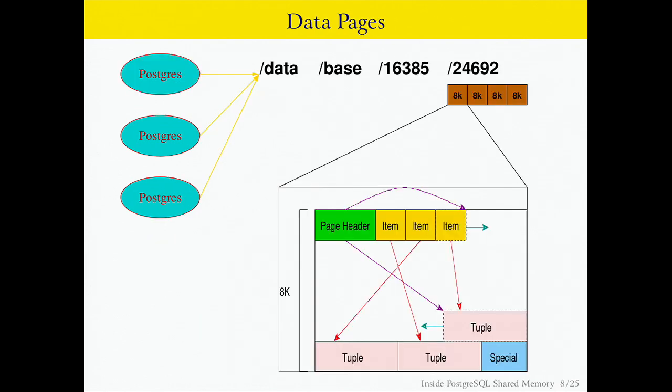Inside that 8K page, you've seen this before. This is the layout of the first 8K page, which is identical for all other 8K pages. We have item pointers, we have rows, and the item pointers point to the rows, pretty traditional here.